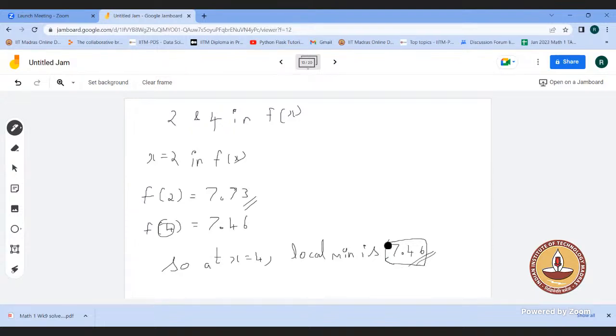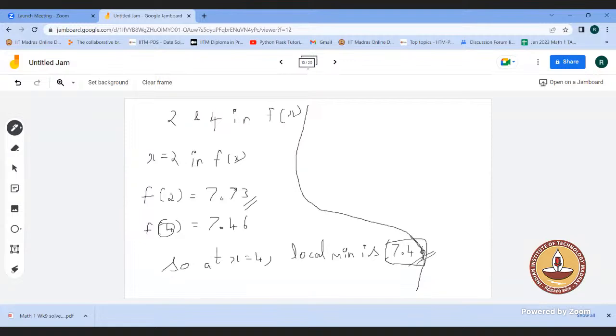So everyone got this question? Yes, sir. But at x is equal to 4, is it 7.46? I'm not getting 7.46. I think it must be a calculation mistake. So the answer is 7.46, okay? So again, now we'll just see the solution which is given.